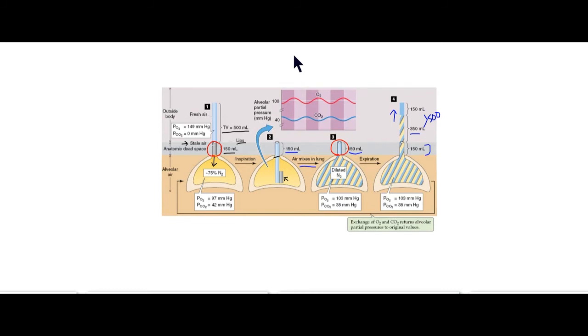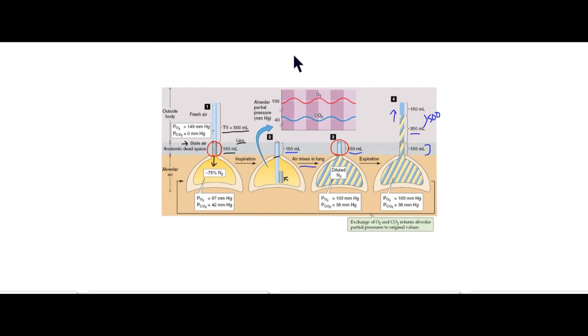Anything in those conducting airways, that anatomical dead space, does not participate in gas exchange and stays the same composition that it was. Okay? So only 350 mils of an average 500 mil tidal volume is actually fresh air that reaches the alveoli to participate in gas exchange, to help you introduce oxygen to your blood and remove carbon dioxide. I think it's an anatomical and physiological dead space. What is the difference between those two?